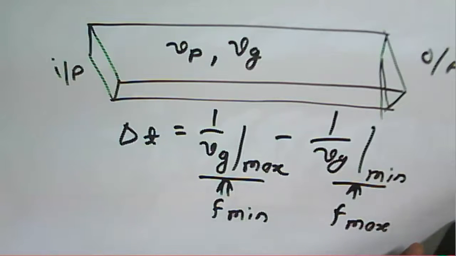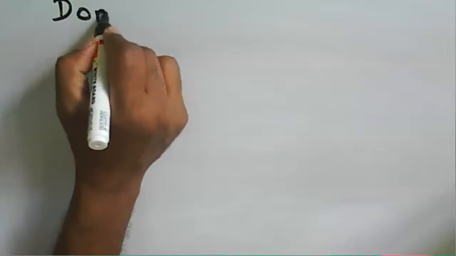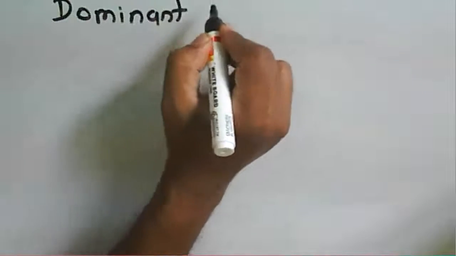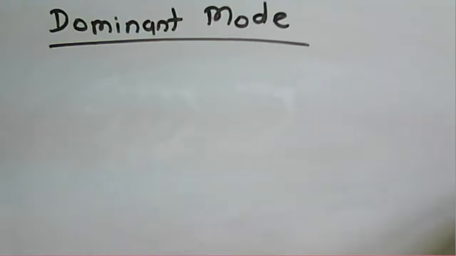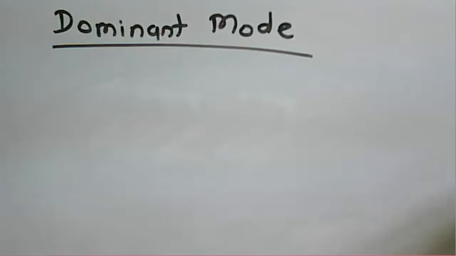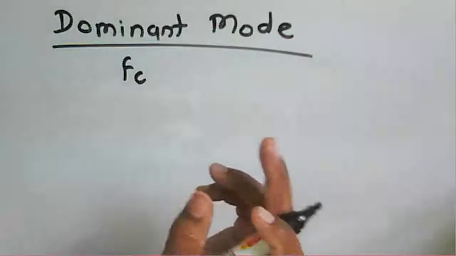Then another topic is the dominant mode. The dominant mode in a waveguide is the mode which has the lowest cutoff frequency. Now, to obtain what we mean by this dominant mode, we need to calculate the cutoff frequency of the signal. Then we should know which mode is propagating.